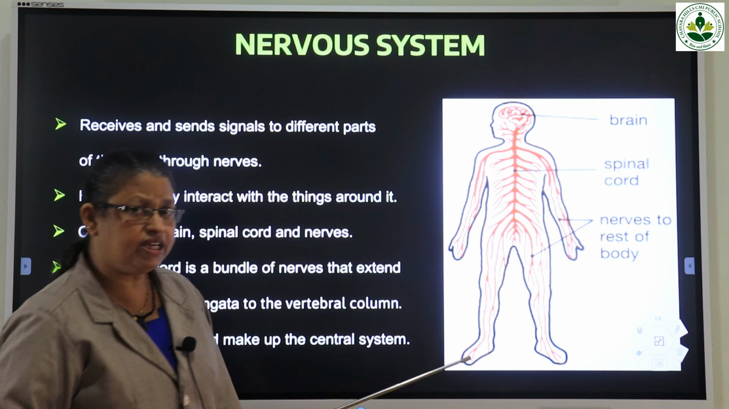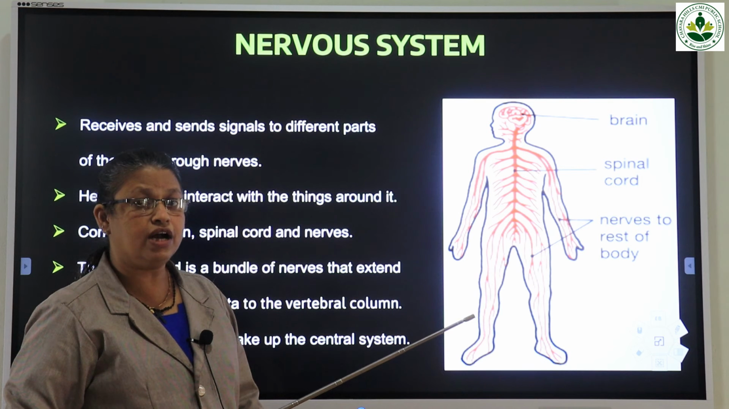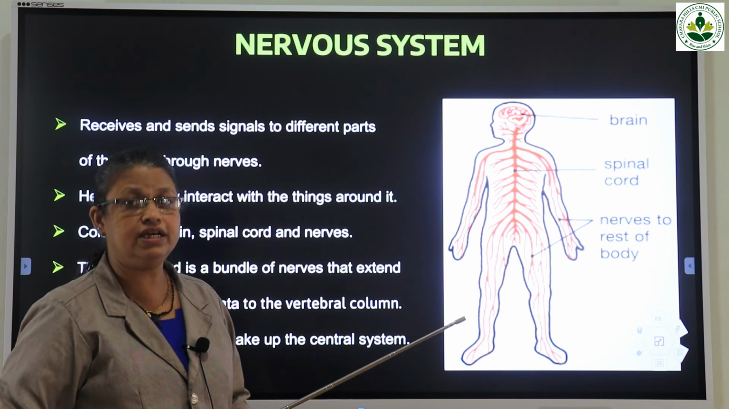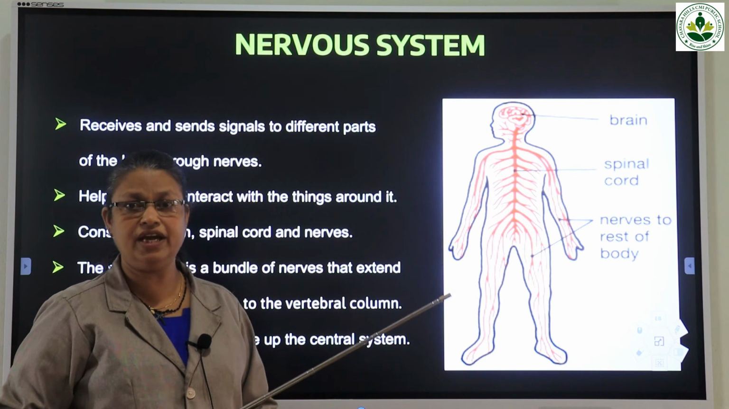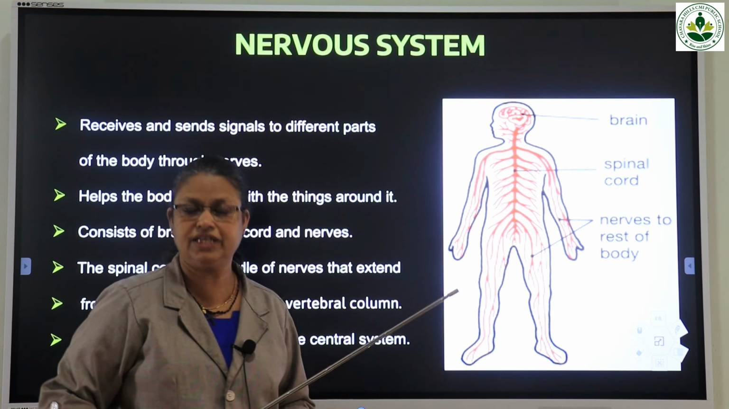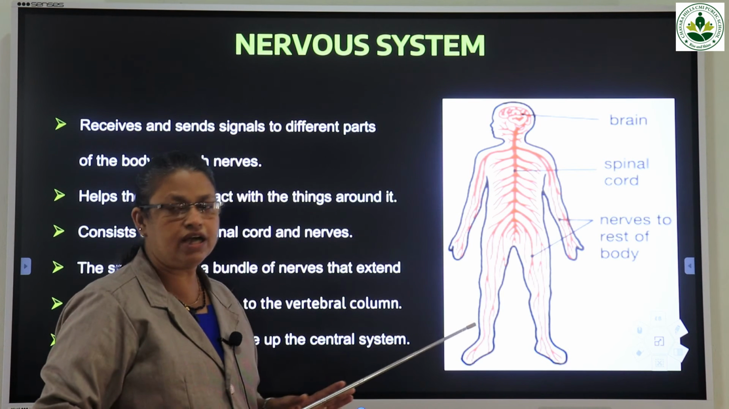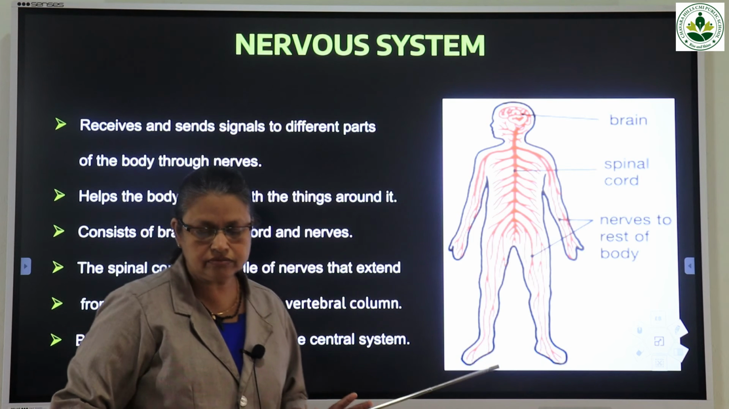What is the function of the nervous system? The function of the nervous system is to control all the activities of our body parts. Okay. The brain controls all the activities. So the function of the nervous system is also to control all the activities.